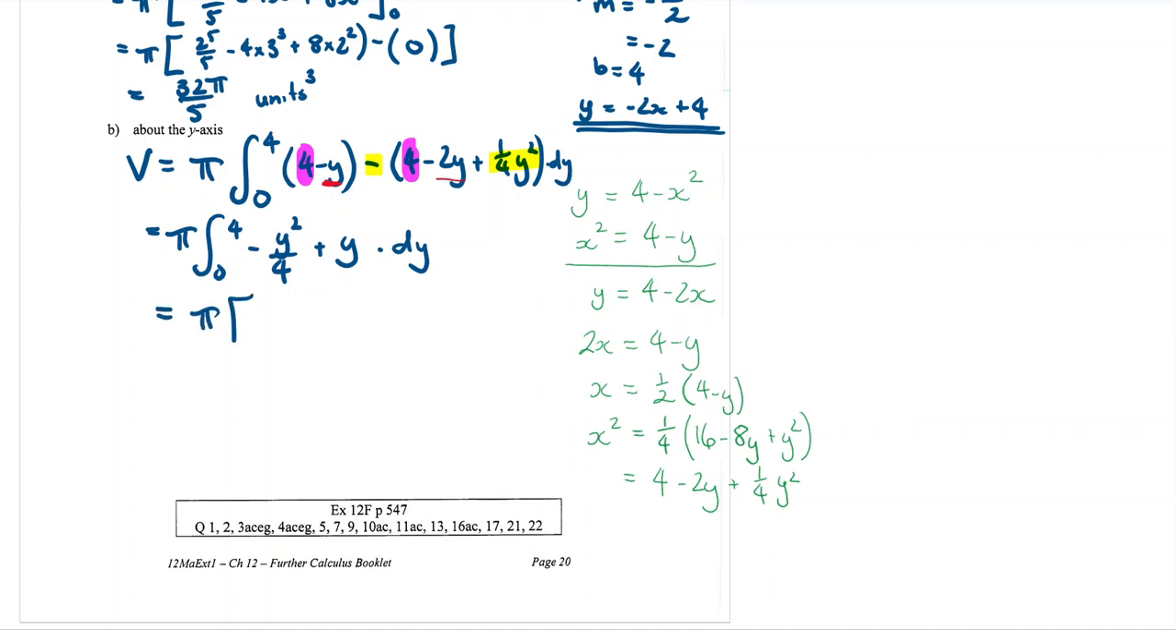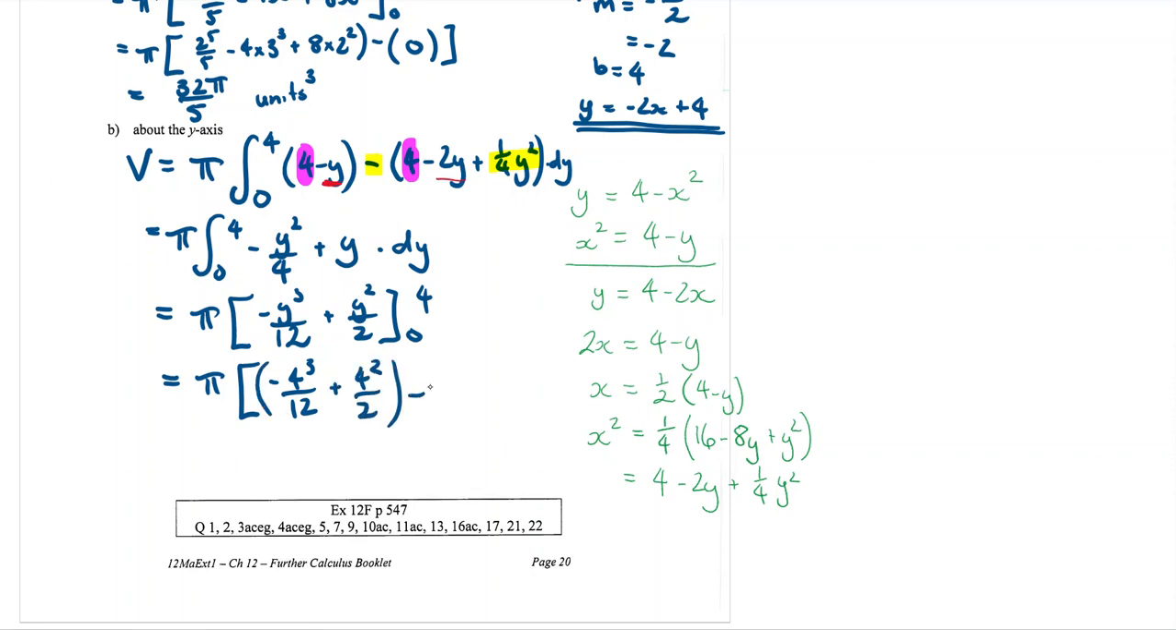Now let's integrate. Square brackets. Add 1 to the power. Divide by the power means the 3 needs to come down here and multiply with the 4 to make a 12. The y, add 1 to the power, divide by the power, between 0 and 4. Subbing in, we would have negative 4 to the power of 3 over 12 plus 4 squared over 2. Then we want to minus, subbing in 0 is just going to give a 0 again. And calculating the brackets there, we get 8 over 3, and we times the pi in to be units cubed.